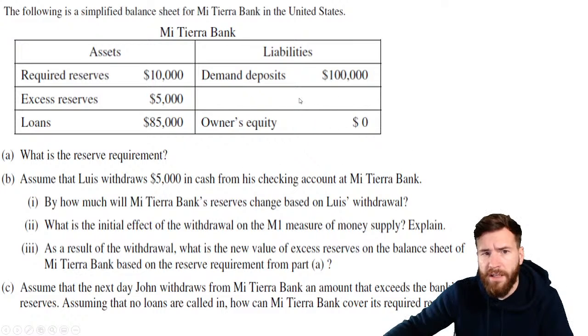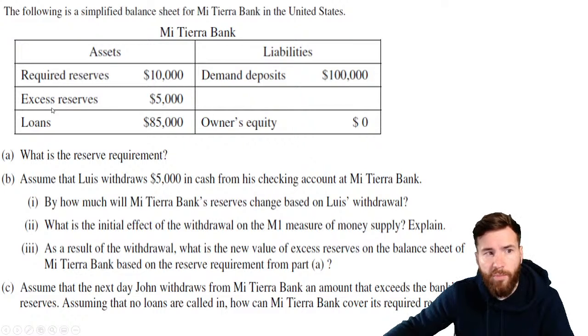Sometimes you see owner's equity in here. If the owner put any of their own money into the bank, obviously the bank would owe that owner. Then assets: required reserves is the amount of cash that the bank has to hold in reserves by law. Excess reserves is the amount of cash that the bank is free to do whatever they want with. Total reserves would be required plus excess. Sometimes you see total reserves asked a lot. Total reserves is just required plus excess.